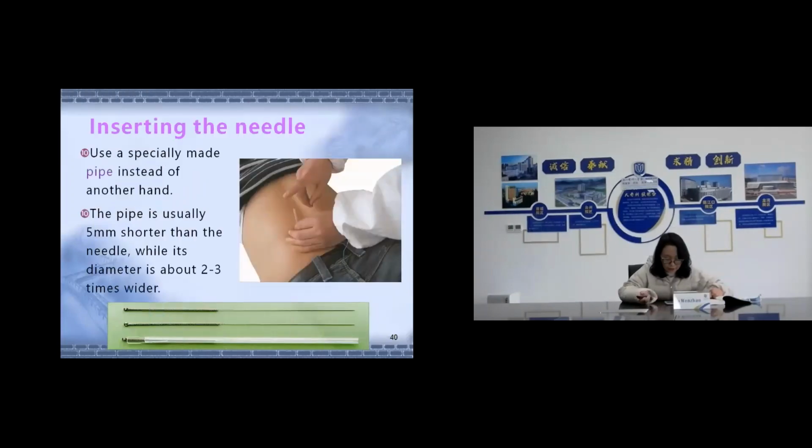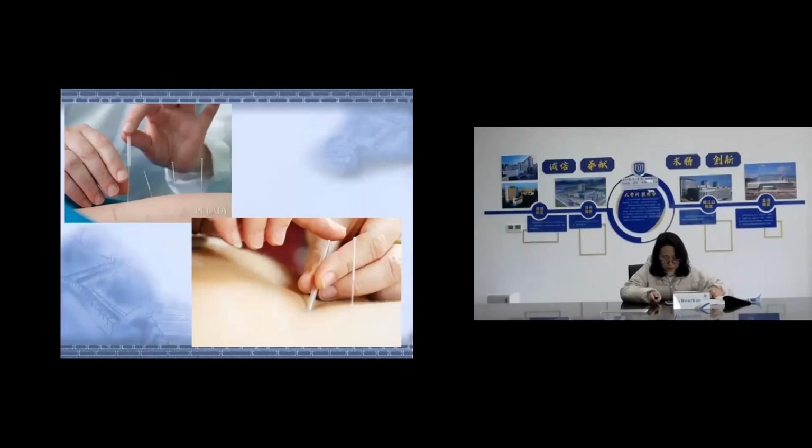First, we should insert the needle. Now we use a pipe to help insert the needle. The pipe is about 5 millimeters shorter than the needle. After we insert the needle, we remove the pipe. So it's easy to insert the needle.